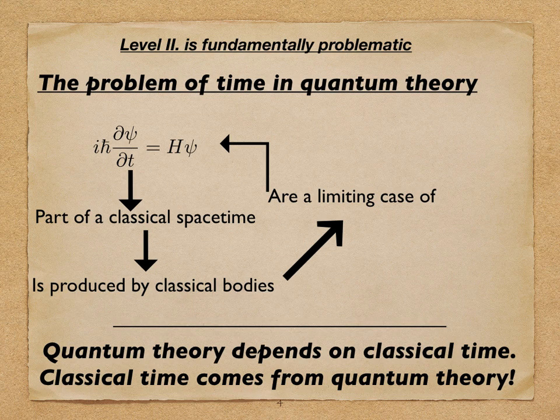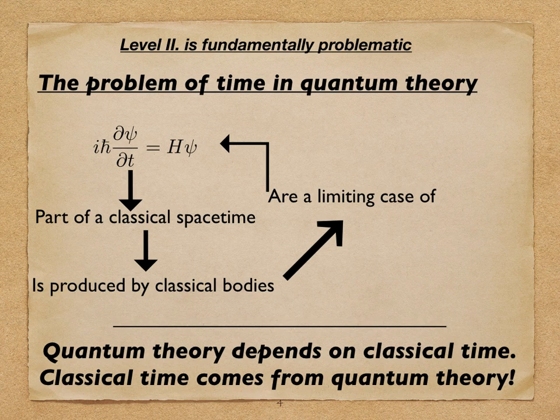Let's have a look at the Schrödinger equation. We could do this argument with quantum field theory also, relativistic quantum field theory. Doesn't matter, it's just that the Schrödinger equation is easier to describe. Look at the time part on the left side of the Schrödinger equation. It is part of a classical space-time. What does that mean? It's part of a space-time which is produced by classical bodies according to the laws of general relativity, or even you could think of Newtonian gravitation, doesn't matter.